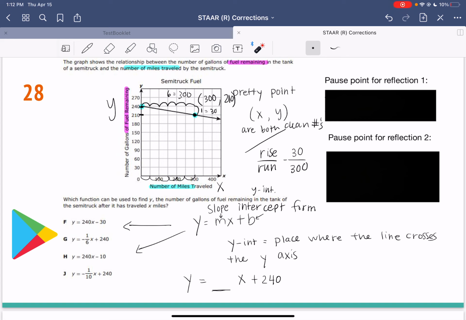So we're going to simplify negative 30 over 300, which simplifies to negative 1 over 10. So that fills in our space here, and it leads to answer J.